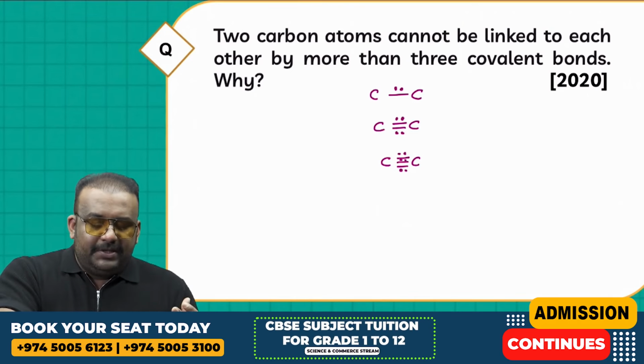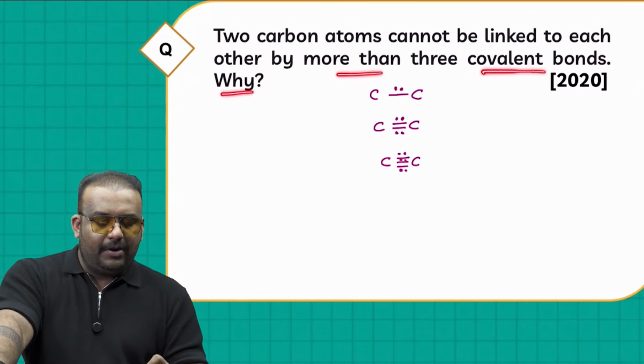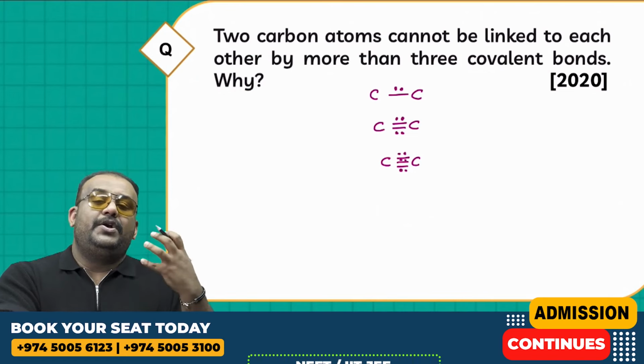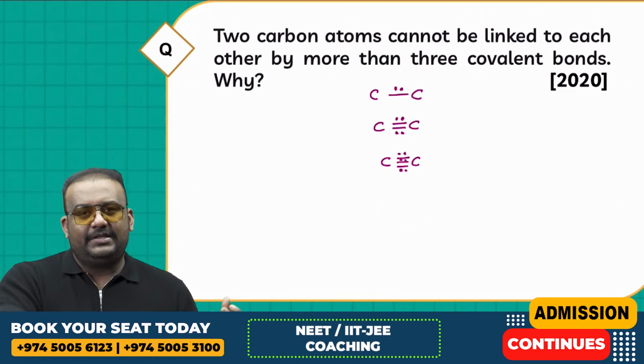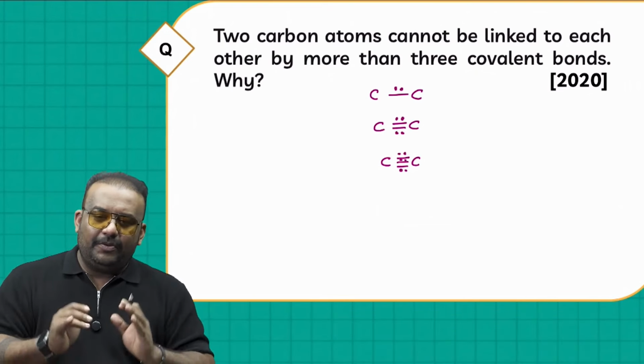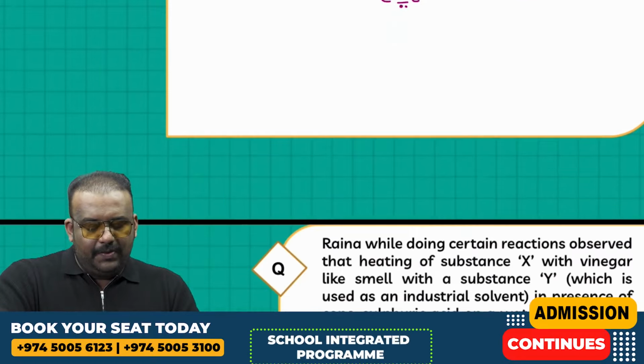So please do remember this concept. The reason why more than 3 covalent bonds are not formed between any two carbon atoms is because of dominant repulsive interactions when the atoms come closer to each other. So I hope this concept is clear to everyone. Okay, let's move on to the next question.